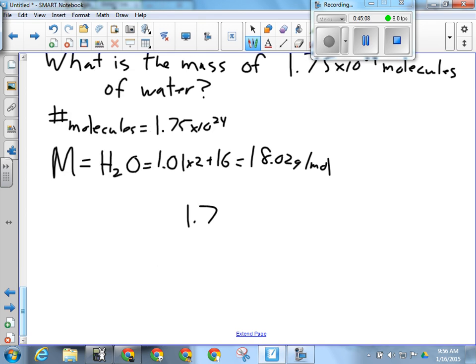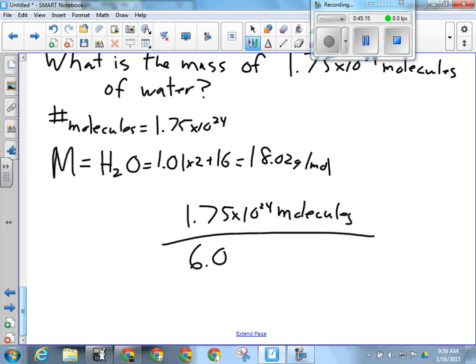I'm going to take my 1.75 times 10 to the 24 molecules, and I'm going to divide it by Avogadro's number, 6.02 times 10 to the 23, which is molecules per mole. So when I divide these two things, the molecules cancels, and I'm left with moles. So this equals n, and that's the thing I needed in order to get mass.